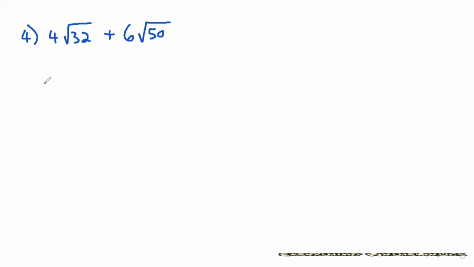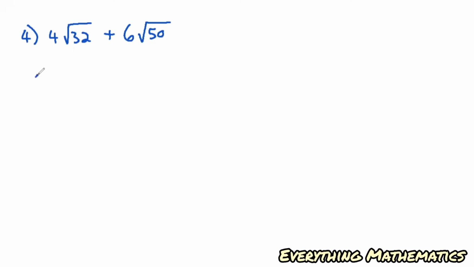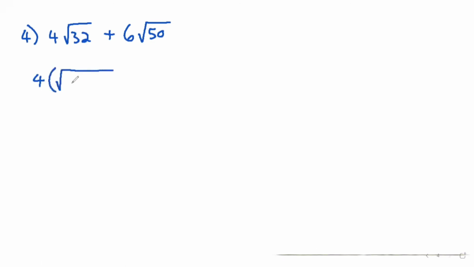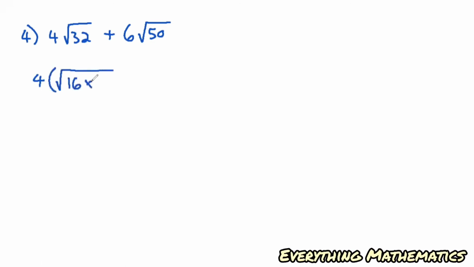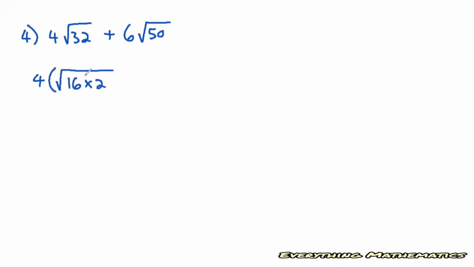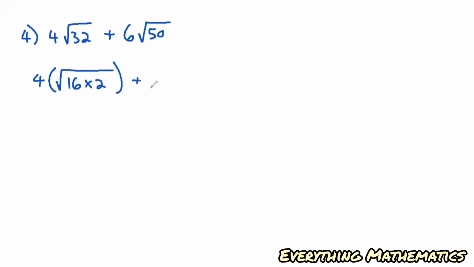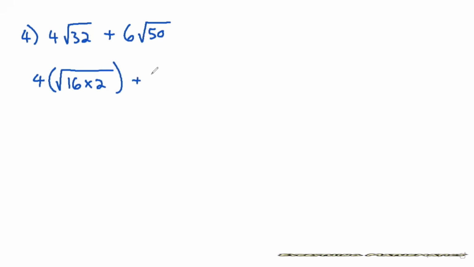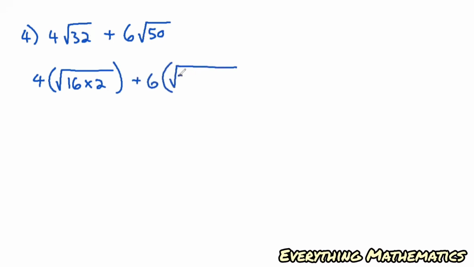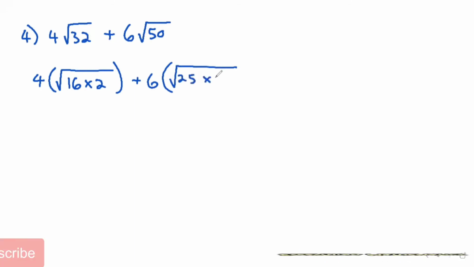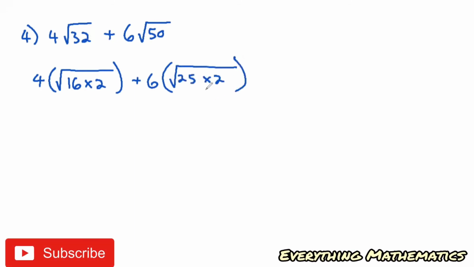and then see what we end up with as roots. So on the 4 side of things, we have 4 multiplied into the square root of 16 times 2. 16 times 2 will still give me 32, so I'm good on that side. On the other side, I have 6, and that 6 will be multiplied by the root of 25 times 2. 25 times 2 will still give me 50.